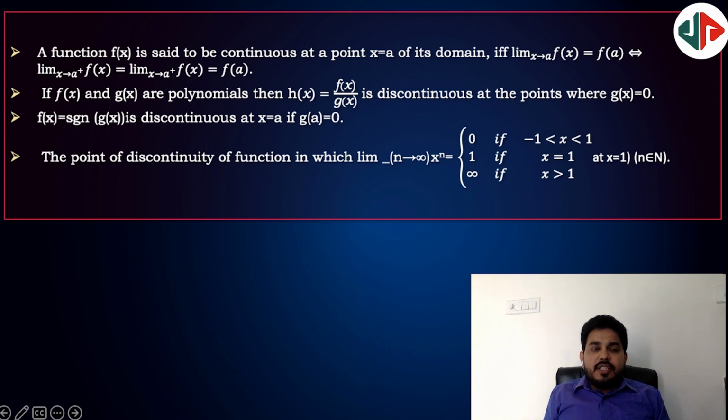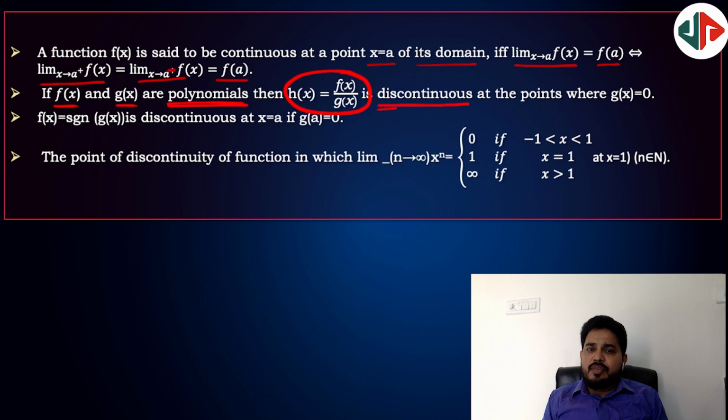And coming to the concept here, f of x is said to be continuous at x is equal to a in its domain if limit x tending to a is equal to f of a. Means left limit should be equal to right limit, equal to functional value. Limit value, left limit is equal to right limit is equal to functional value. f of x and g of x polynomial. Why are we taking especially polynomial? Polynomials are always continuous functions and also differentiable. So h of x is f of x by g of x, a rational function, is said to be discontinuous if g of x is equal to 0.